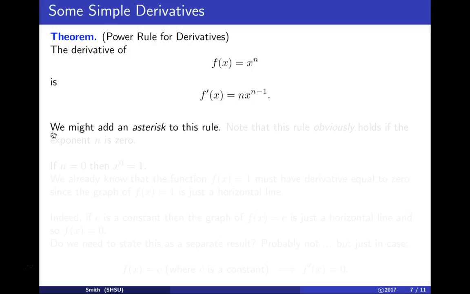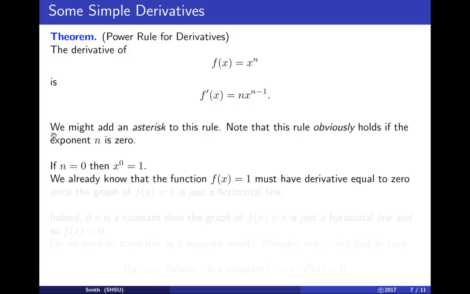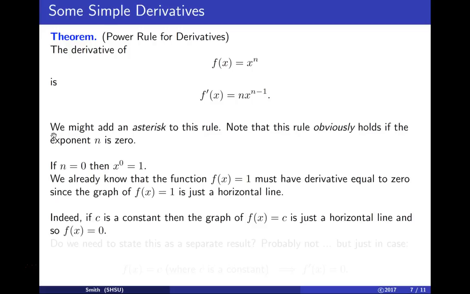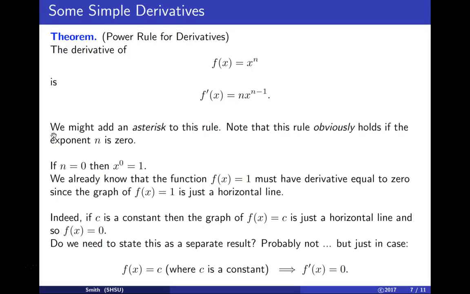We might add an asterisk to this rule. Note, this rule obviously holds if the exponent n is 0. Suppose the exponent n is 0, so we're really taking the derivative of 1. If n is 0, x to the 0 is 1, but the function f of x equals 1 is just a horizontal line. So the derivative has to be equal to 0. Our formula gives this. If I take x to the 0, then I get 0 x to the minus 1. Anyway, I'm going to get 0. In fact, if c is a constant, then the graph of f of x equals c is just a horizontal line, and of course it has slope 0. Now, I don't tend to state this as a separate result, but many textbooks do. So let's write this down. If my function is a constant, then its derivative is 0.